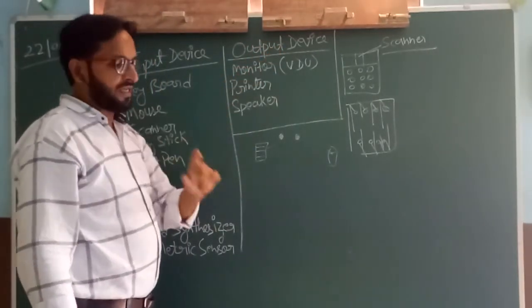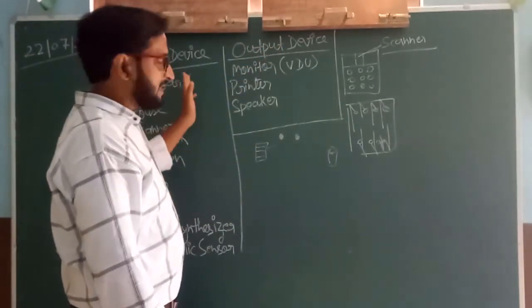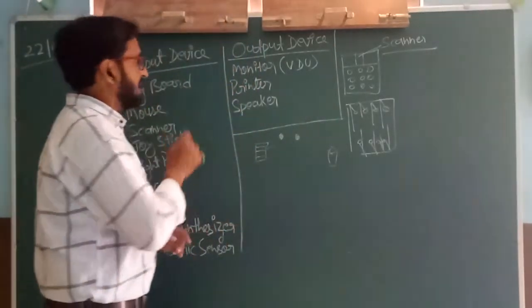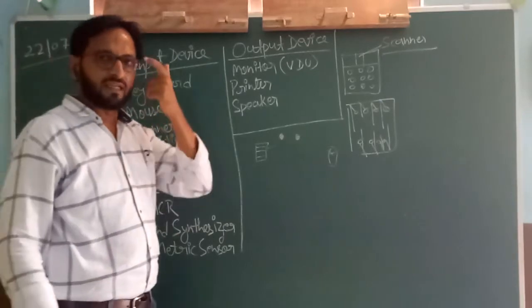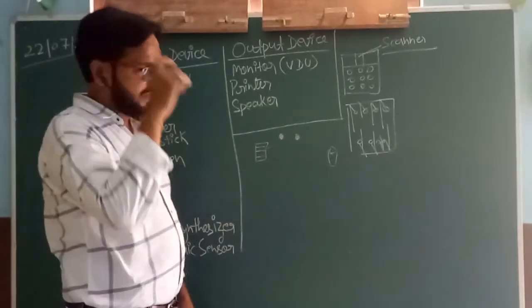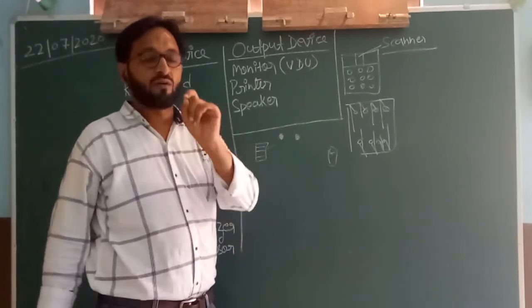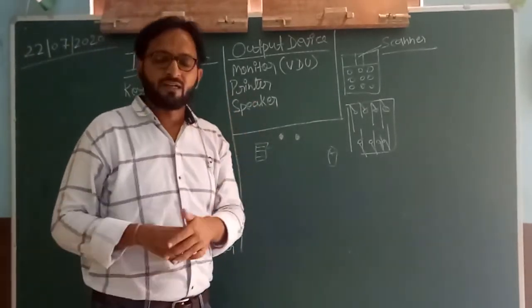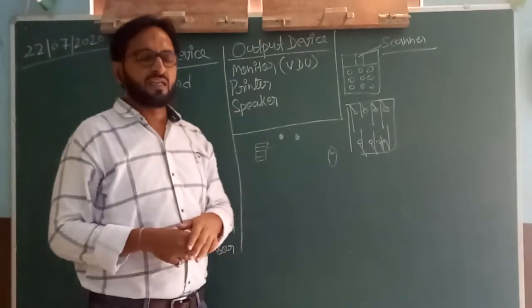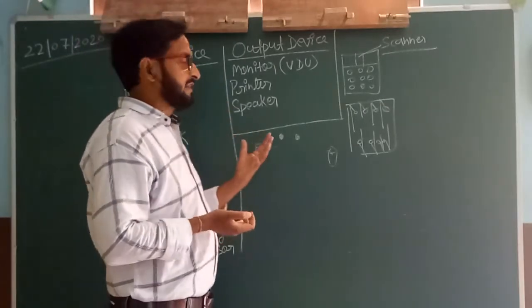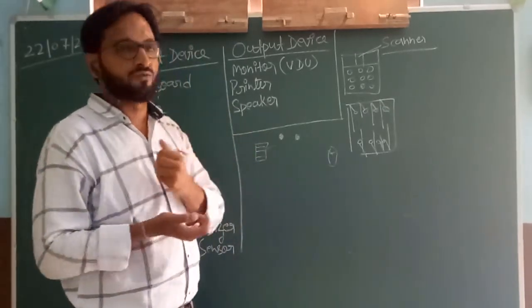Next one is output device. What is an output device? As an input device is responsible for entering the data, in the same way the output device is displaying the results. Output device is responsible for displaying the results in a form that human beings can understand. Because after entering the data into the CPU, if the computer gives us the result in its own language, human beings are not able to understand.